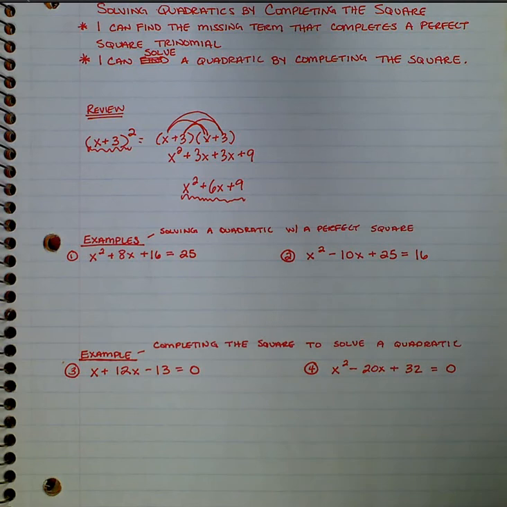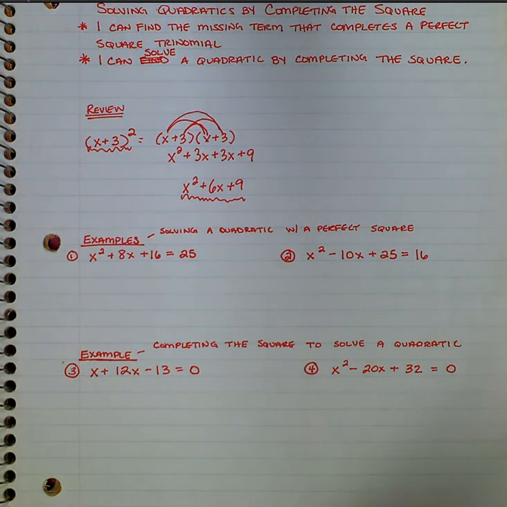What we're going to do today is use perfect square trinomials in order to solve quadratic equations. In some cases we might be fortunate to have perfect square trinomials, but if we do not have perfect square trinomials, we will make them. We'll create them using algebra rules so that we can square root each side and solve for our answer.